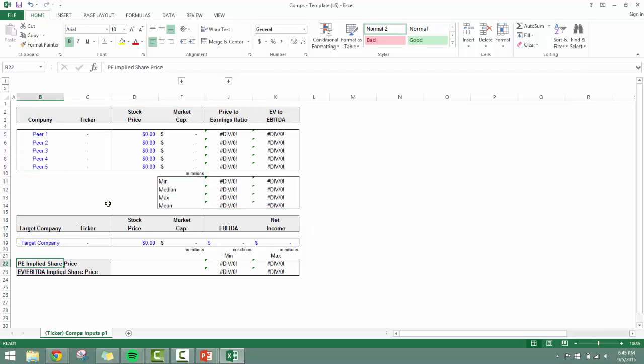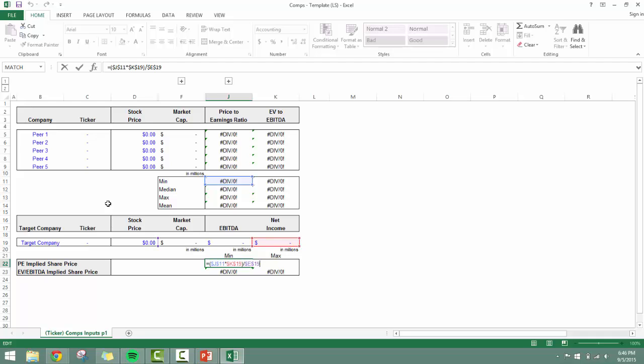Now let's look at how you actually get an implied share price using the price to earnings or EV to EBITDA multiples. If you look at this formula for price to earnings, you'll notice that it's the net income of the target company that you're trying to value, multiplied by the minimum price to earnings ratio. Like we looked at before, price to earnings is essentially market cap over net income. So if you have the minimum of the range of all of your peers and you multiply by your own net income, you'll get an implied price or market cap.